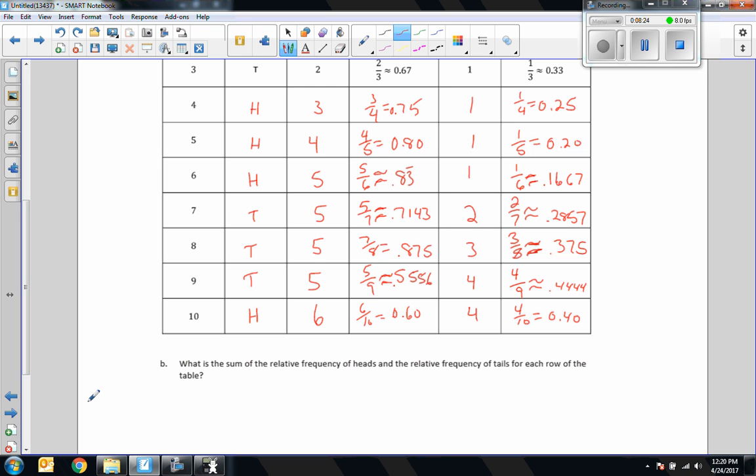B says, what is the sum of the relative frequency of heads and the relative frequency of tails for each row of the table? So what they're saying is, what is 0.75 plus 0.25? 1. 0.8 plus 0.2? 1. 0.83 plus 0.1667? 1. So if you keep going, they all add up to 1. Probability of heads plus the probability of tails equals 100%. So those are the only 2 outcomes. So the sum of each row is 1, or 100%.